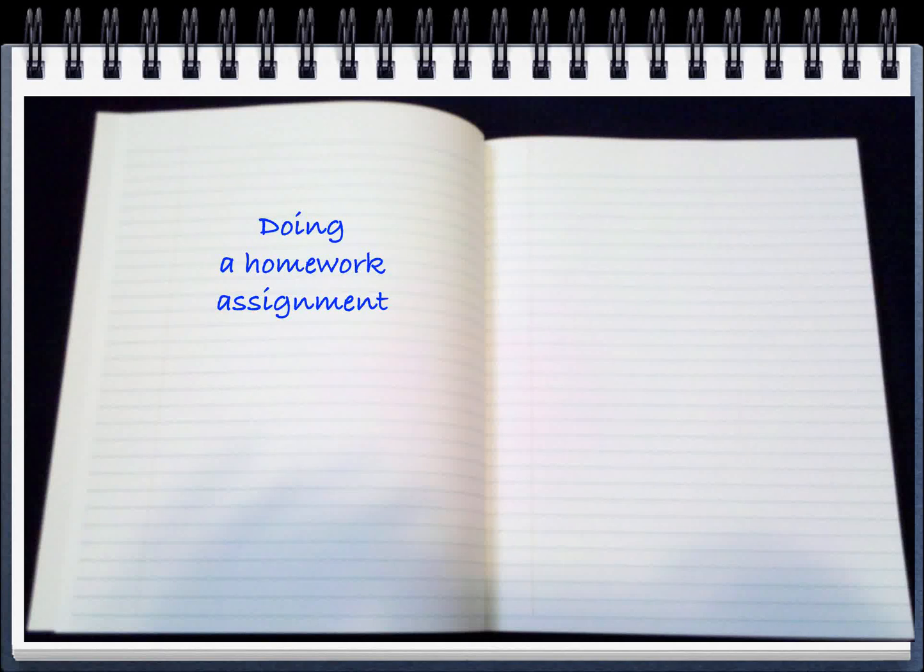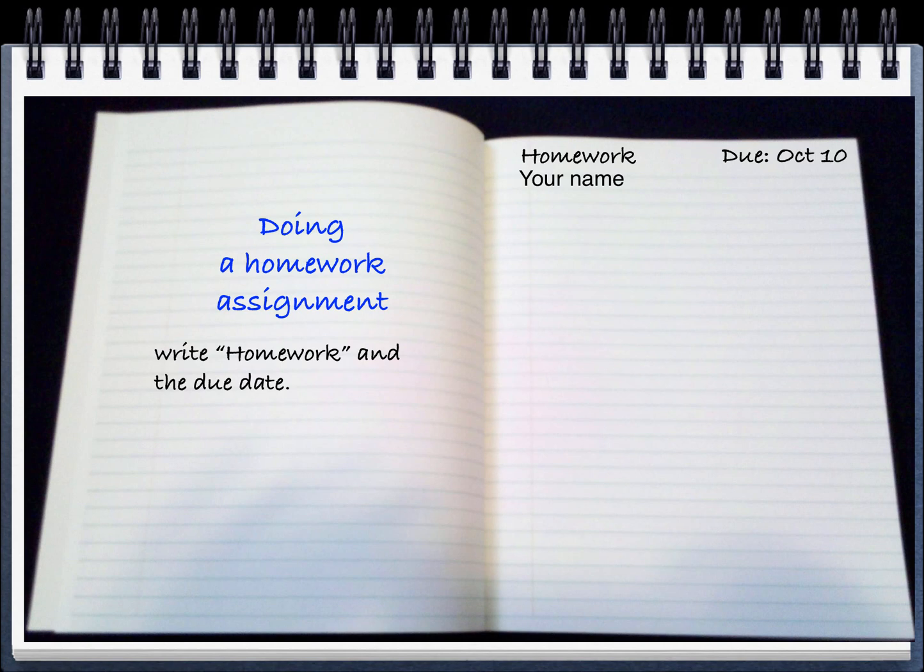Here are instructions about doing homework assignments. And again, this applies whether you do the homework assignment in your journal or on separate paper. First thing is you write homework and the due date, not the date that you did the homework, but the date that it's due, at the top of your paper.